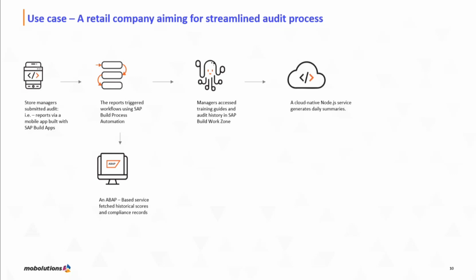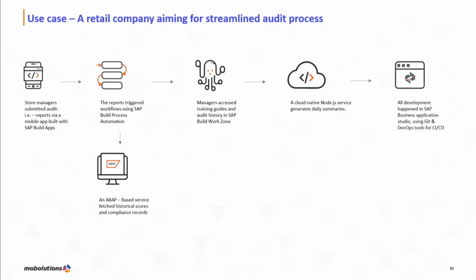Next, they are using cloud native development to generate daily summaries. They are pulling the approved entries, which went through approval in Build Process Automation, from SAP HANA Cloud using CDS APIs, which aggregates metrics like compliance scores and issue categories. It also generates formatted summaries in JSON and HTML, which are used to email reports to the managers and then saved in the SAP object store for reuse.